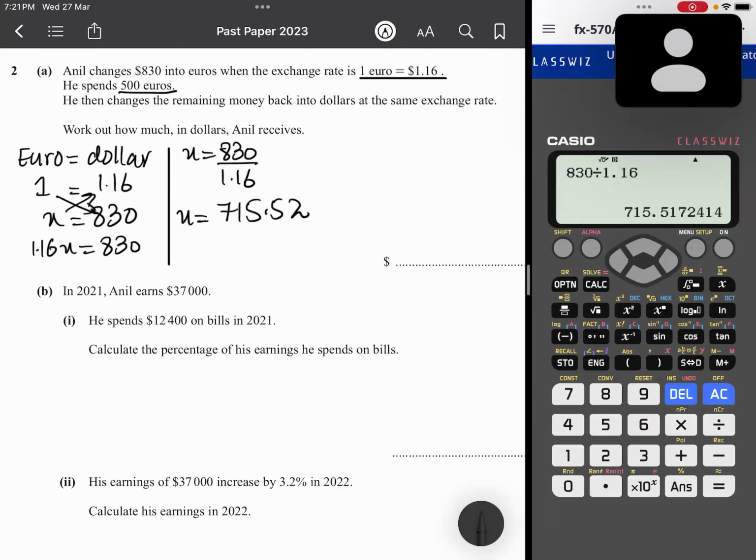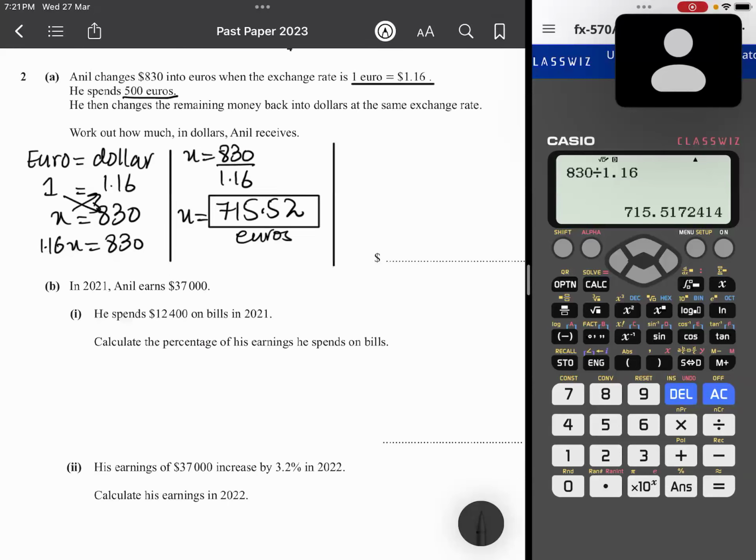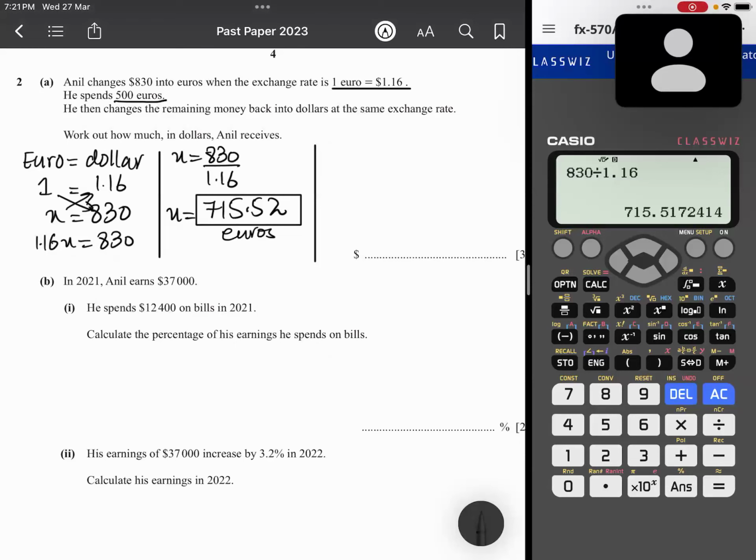715.52 euros. So this many euros he got after exchange. What happened? He spent 500 euros. So the remaining is 715.52 minus 500, which equals 215.52 euros.